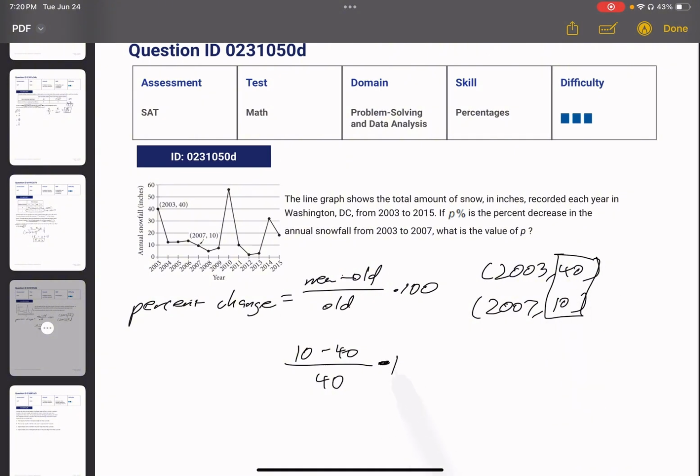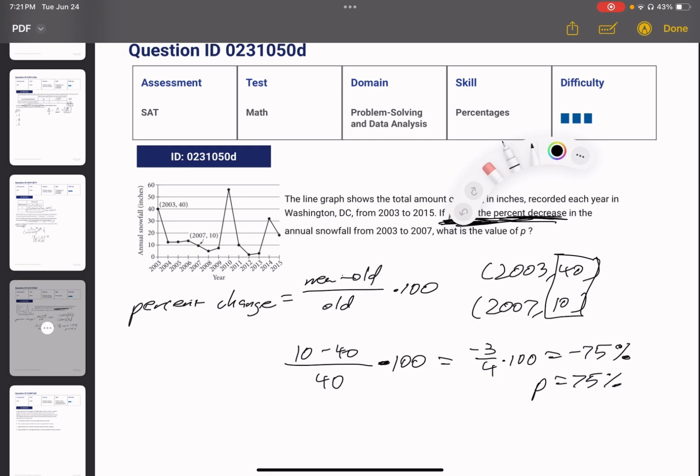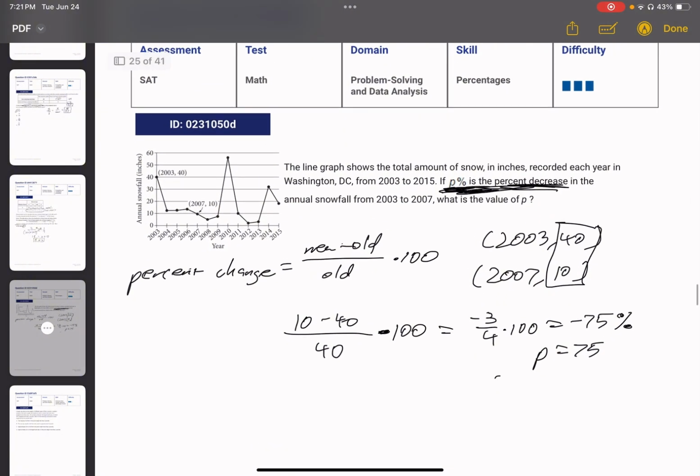It's not slope. Times 100, which is equal to negative 3 over 4 times 100, which is equal to negative 75% change. And since p% is the percent decrease, we ignore the negative. So it's just going to be a 75% value for p. And when you put it into the computer, also since it says is the percent decrease, you wouldn't write percent here. But regardless, you would never put percent into the computer for your answer choice when it's a fill-in question like this. So p is equal to 75 in this question.